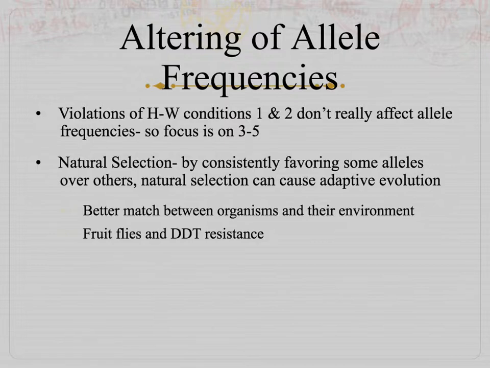So an example that I have here are fruit flies and DDT resistance. A long time ago, before we started using DDT, the fruit flies weren't resistant to it. Well, we started using it. Some of them had a mutation that allowed them to be able to survive. And now we see many different strains of fruit flies that are actually resistant to the DDTs.